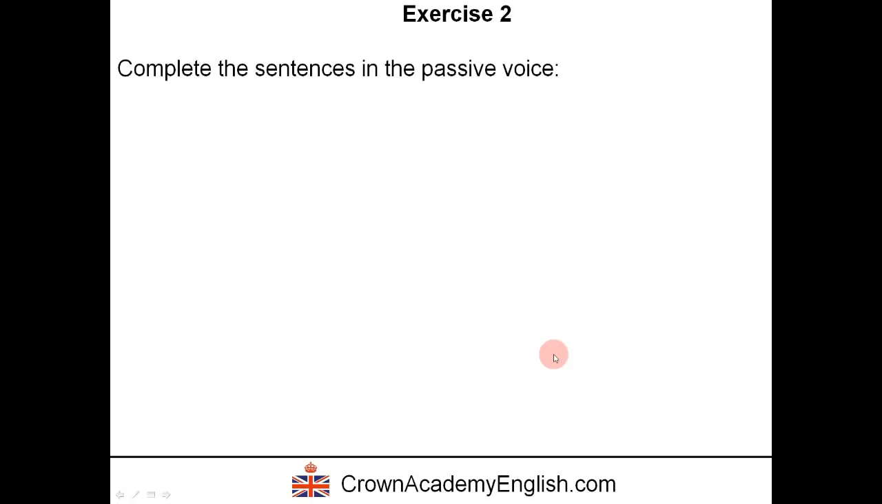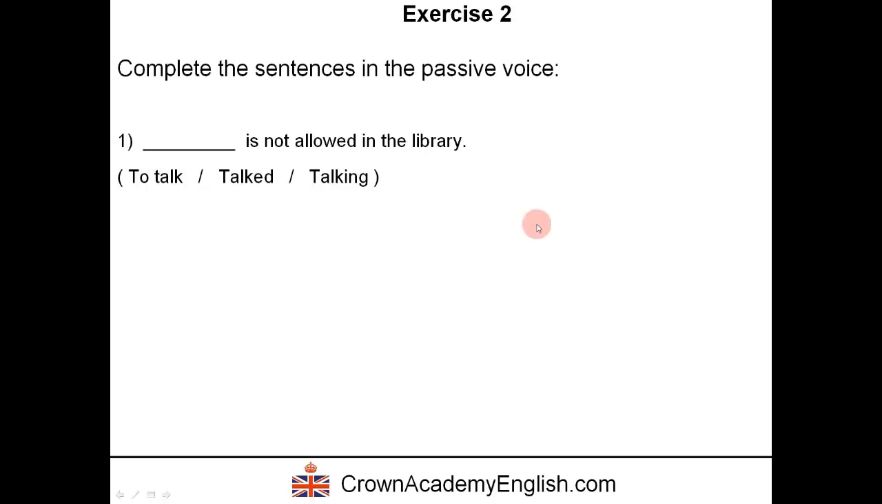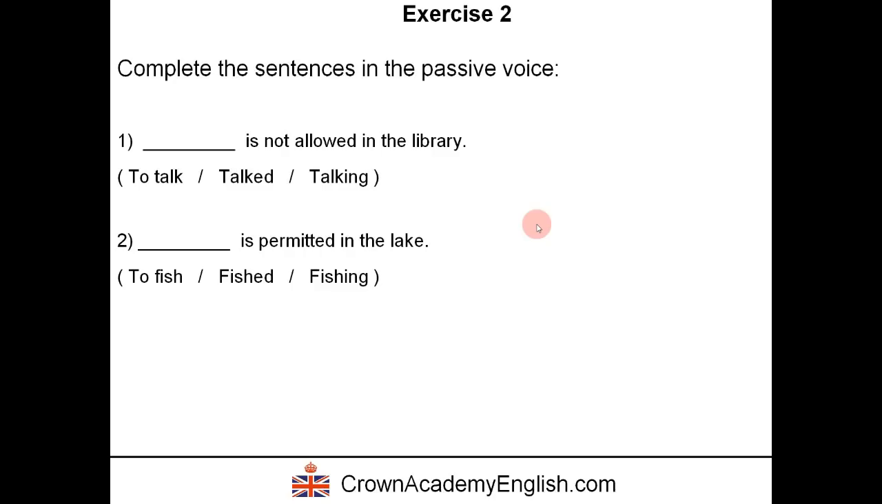Exercise 2. Complete the sentences in the passive voice. So here's question number 1. And here's number 2. And I'll give you 5 seconds. If you need more, pause the video. Okay, I'm going to give you the answers now. So the answer to number 1, talking is not allowed in the library. So this is gerund. Remember, we said that we have a gerund in the passive voice. And the answer to number 2 is the same. It's the gerund, the ing form. Fishing is permitted in the lake.